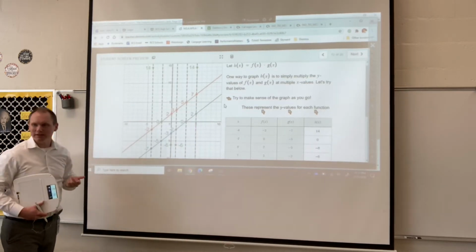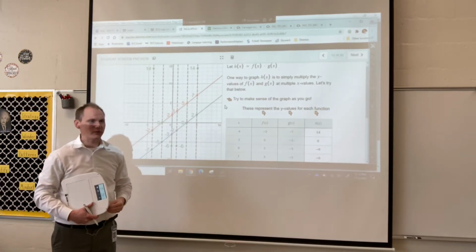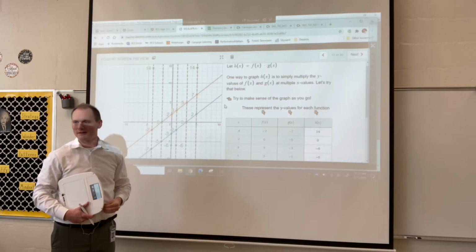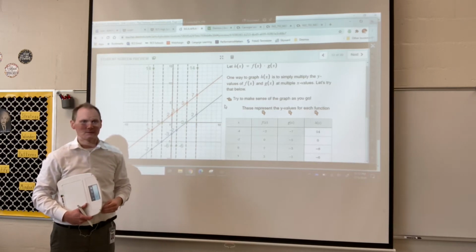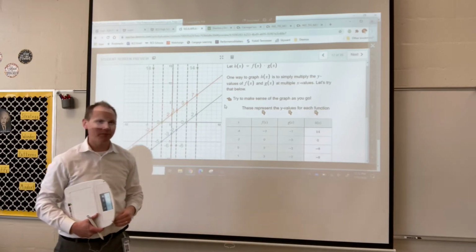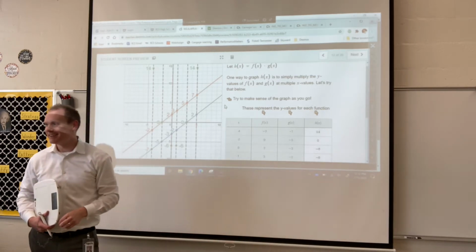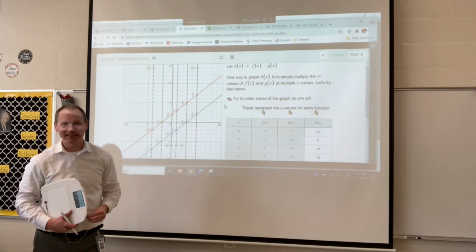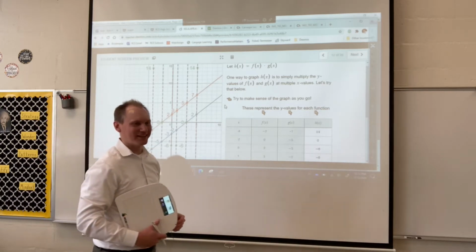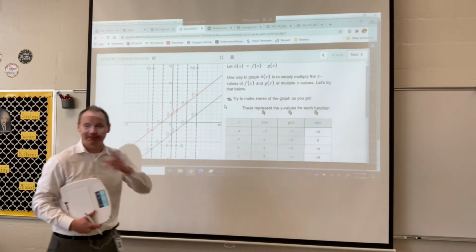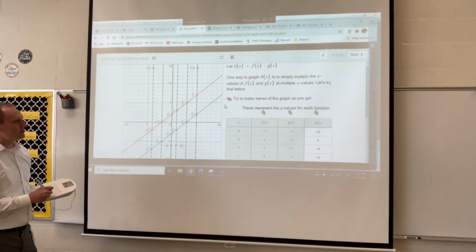So any guesses maybe as to what the shape is going to look like overall? Maybe a letter in the alphabet, maybe? That it looks like? Any guesses? No? We're going to see, all right? We're going to see.